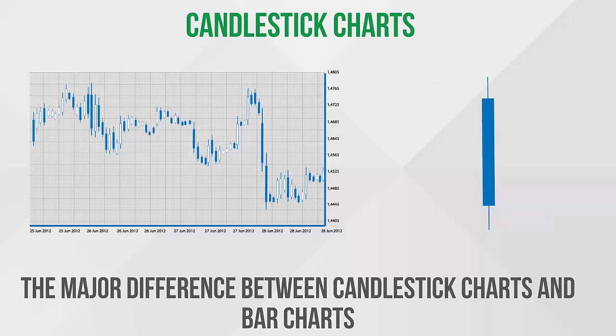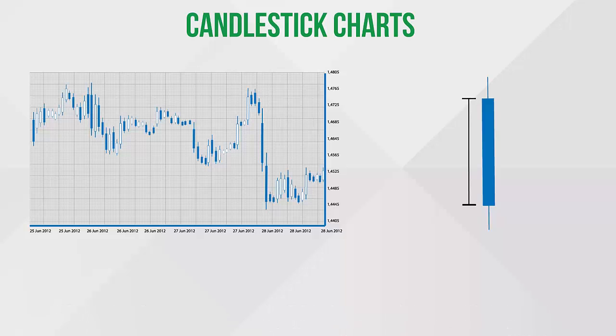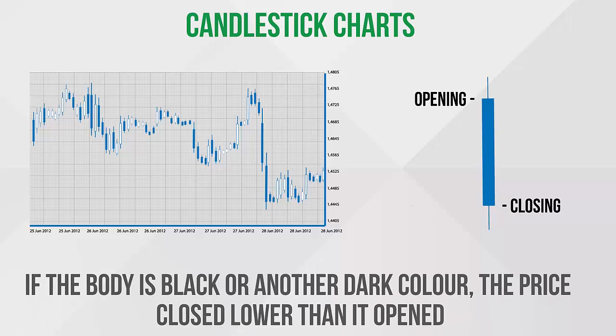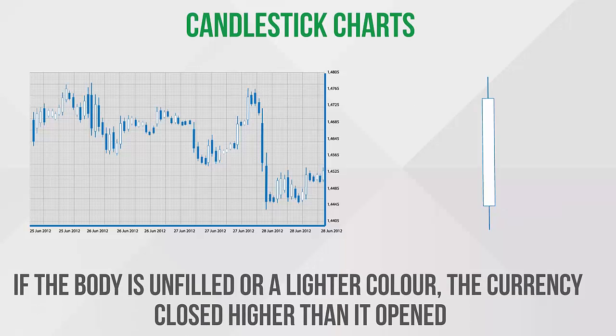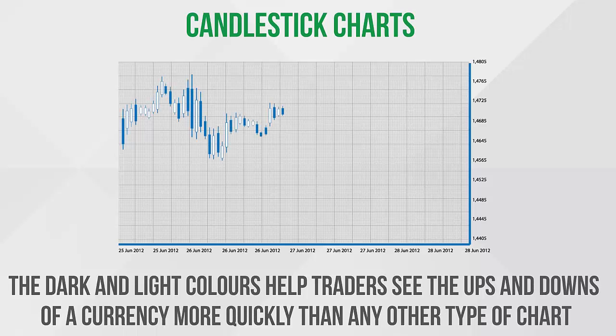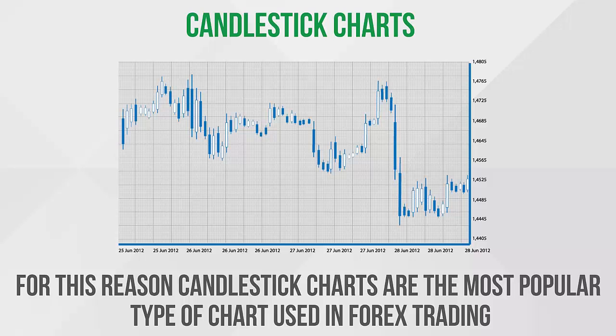These can also be called wicks on some charts. The major difference between candlestick charts and bar charts is how the opening and closing prices are displayed. The body of the candle is the range of prices between opening and closing. If the body is black or another dark color, the price closed lower than it opened. If the body is unfilled or a lighter color, the currency closed higher than it opened. The dark and light colors help traders to see the ups and downs of a currency more quickly than any other type of chart. This is the reason that candlestick charts are the most popular type of chart used in Forex trading.